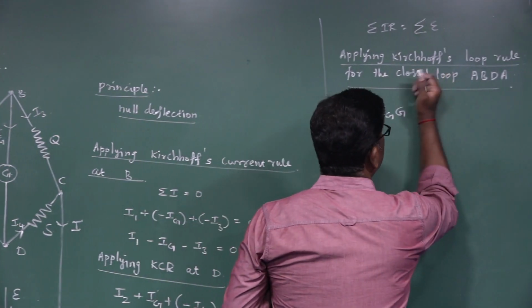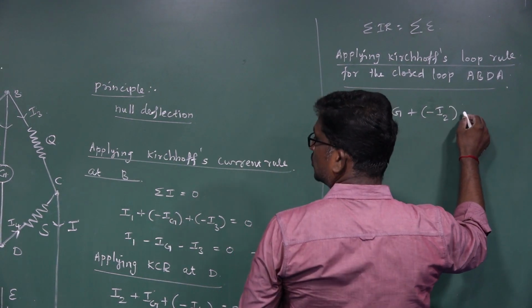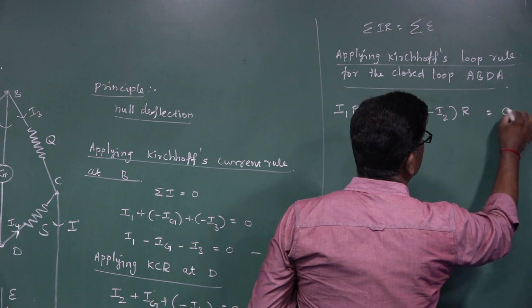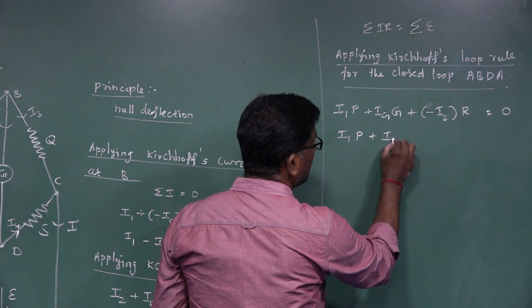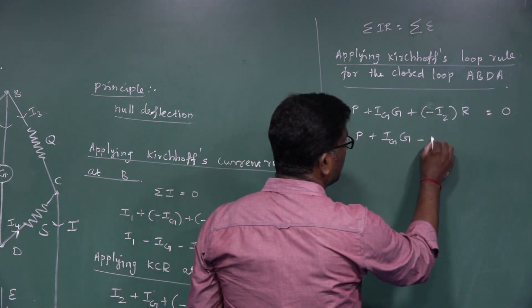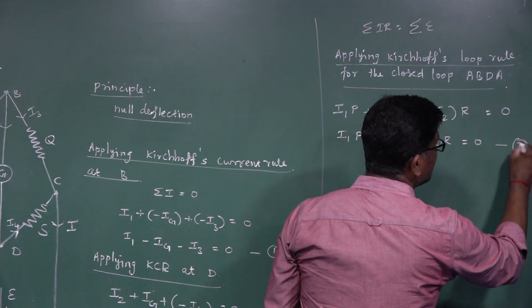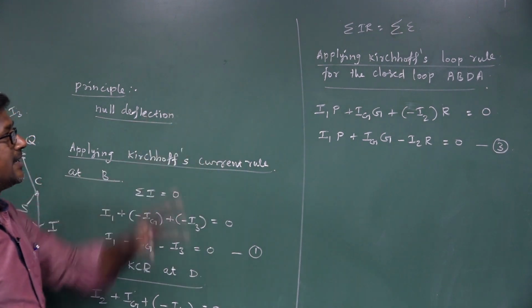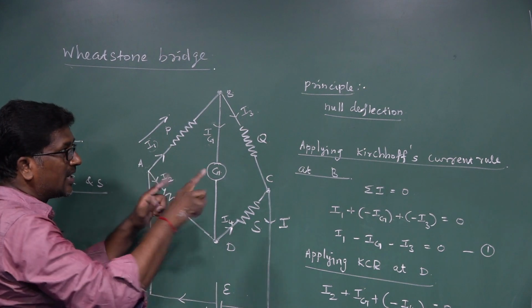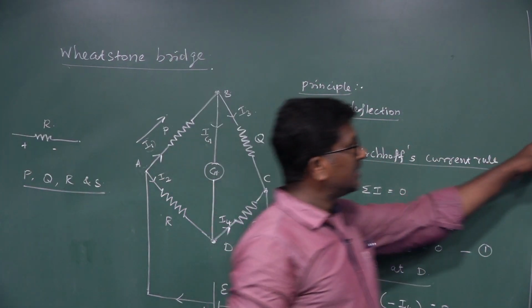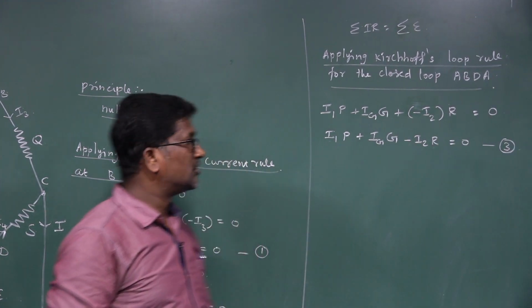So plus of minus I2 into R is equal to 0. Right? Or I1P plus Ig into capital G minus I2 into R, which is equal to 0. So this is taken as equation number 3. So by applying Kirchhoff's loop rule for the closed loop A, B, D, A, we can get the third equation, that is I1 into P plus Ig into capital G minus I2 into R is equal to 0, right?